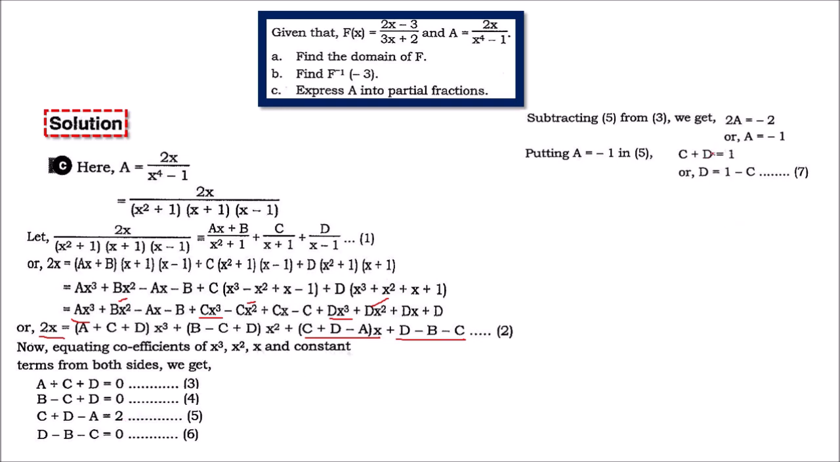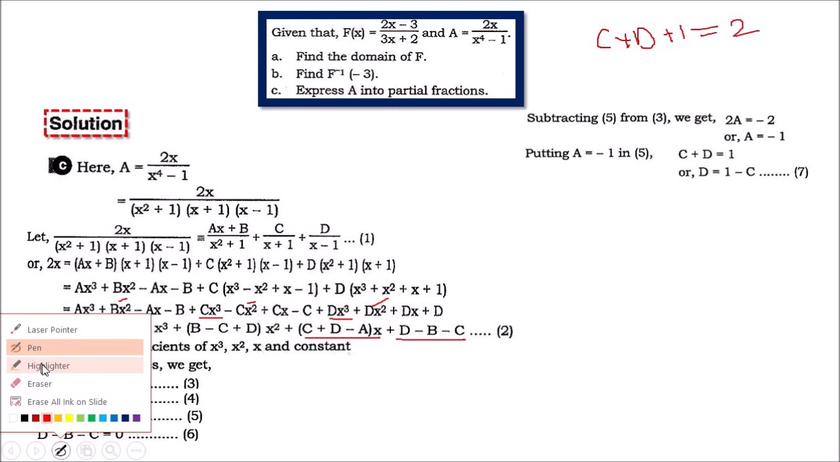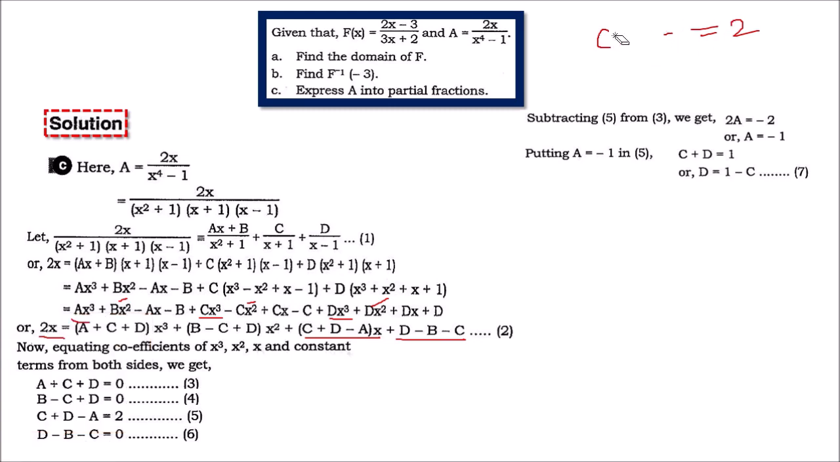Again I am telling, I am just writing here c plus d minus 1 plus 1 equal to 2. So if I just transfer this one to the right side, then it will be minus, just only 2 will be there. So I think you understand. So that is our new equation, equation number 7.